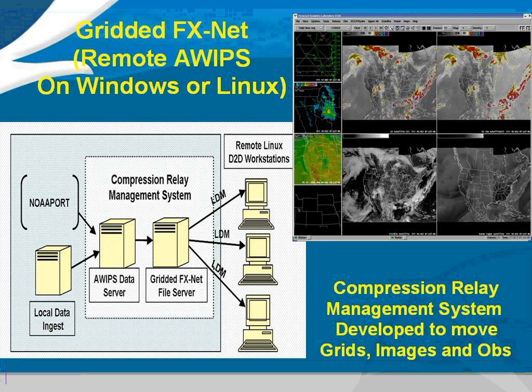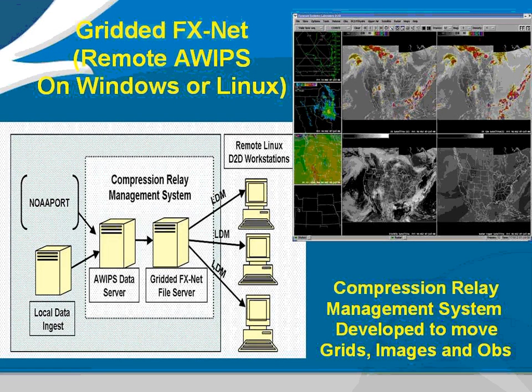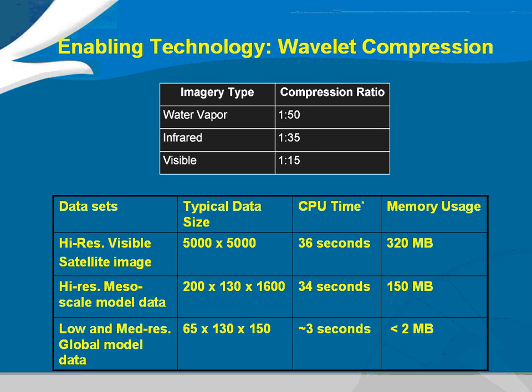Now, they utilize that system to extract the grids locally so that they have the grid and data to run their algorithms with. And one of the enabling technologies of this system and the FXNet system is the way we compress our data. We have a custom compression system called wavelet compression, and this is an enabling technology for us to ship grids around. There aren't any other systems using this particular compression algorithm because it's not a WMO standard, but it's been used in operations for about 5 years now.